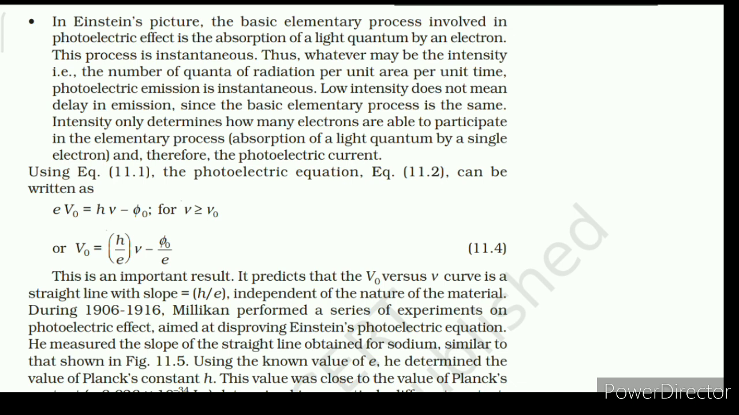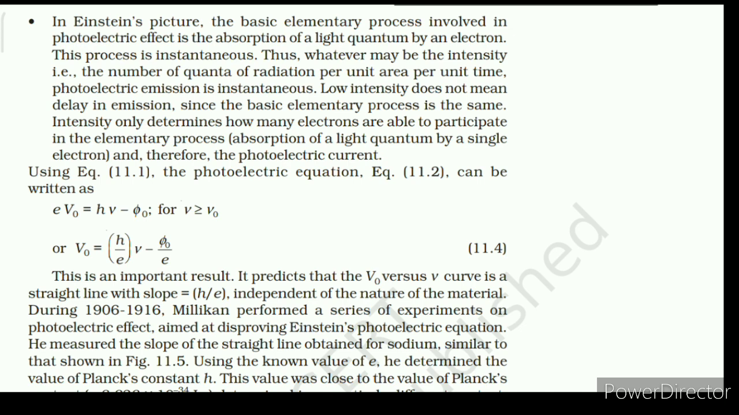Using equation 11.1, the photoelectric equation 11.2 can be written as eV naught is equal to h nu minus phi naught for nu greater than nu naught, or V naught is equal to (h/e) nu minus phi naught/e. This is an important result. It predicts that the V naught versus nu curve is a straight line with slope equal to h/e, independent of the nature of the material.